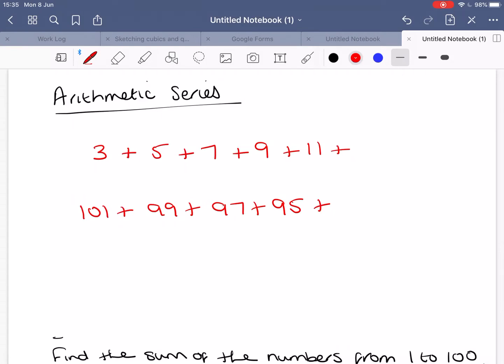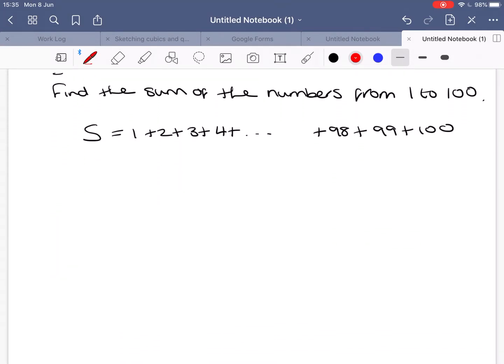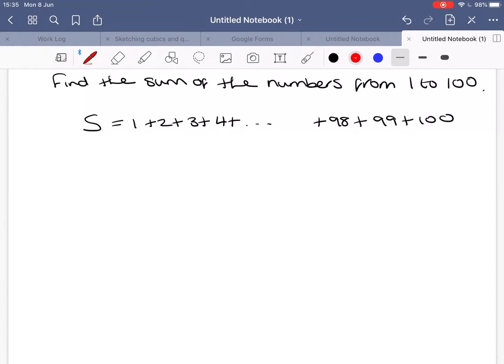And we need to be able to derive a formula for working out what the sum of a series is. But before we do that, I'm going to do something that you might have done when you were in your GCSE years or even in year 9 or 8. And it's something that we sometimes give pupils, and we say find the sum of the numbers from 1 to 100. So what's 1, add 2, add 3, add 4, all the way up to add 100.